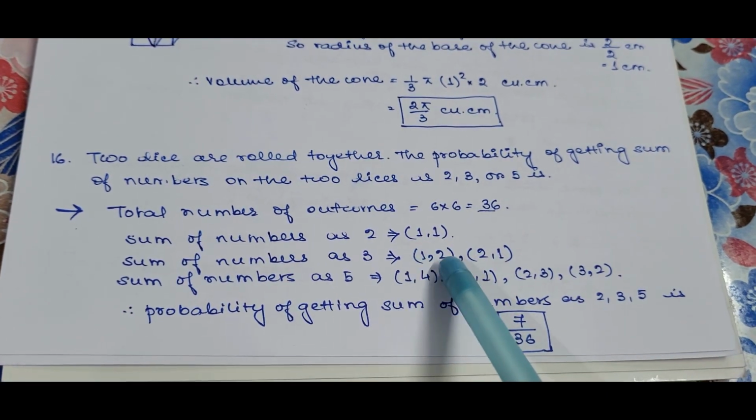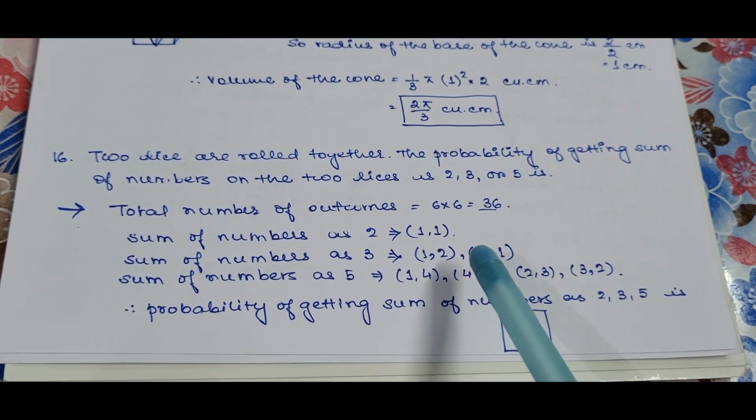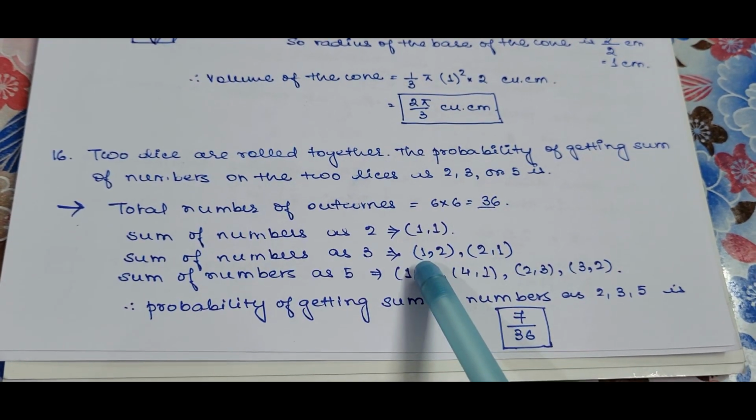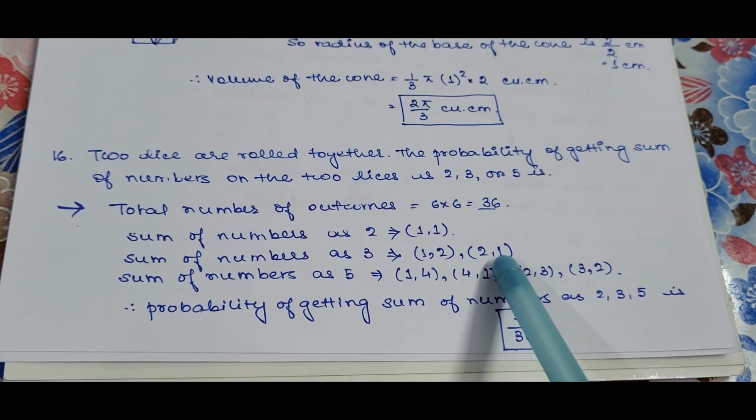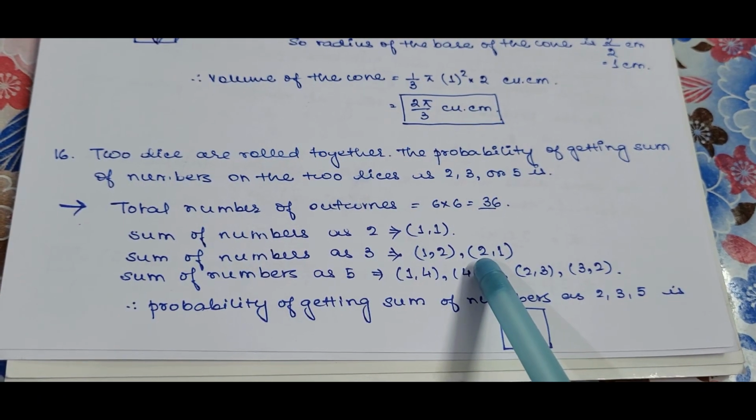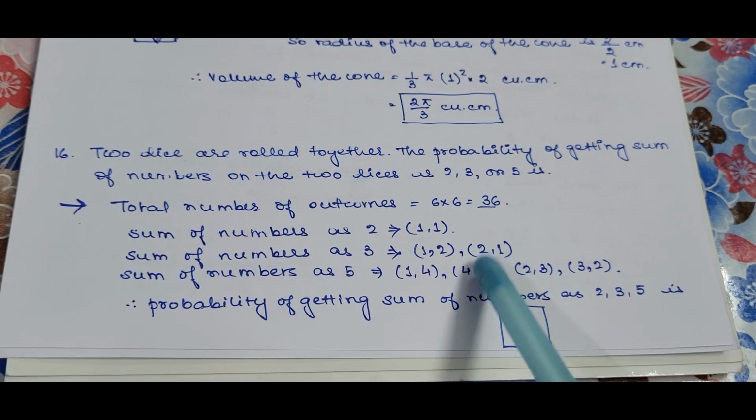But see, (1, 2) and (2, 1) are both different, because I am rolling a die once and I get an outcome of 1. But for this case, I am rolling the die for the first time and I am getting an outcome of 2.